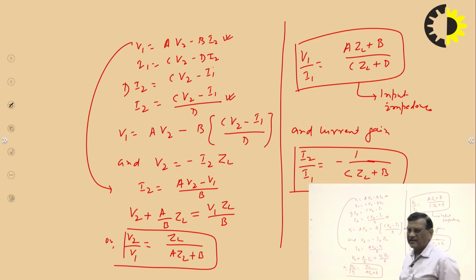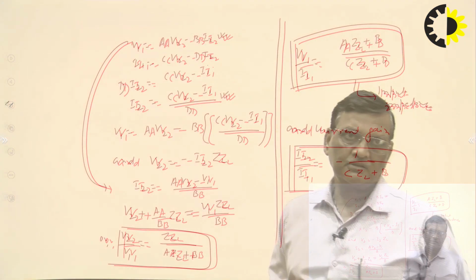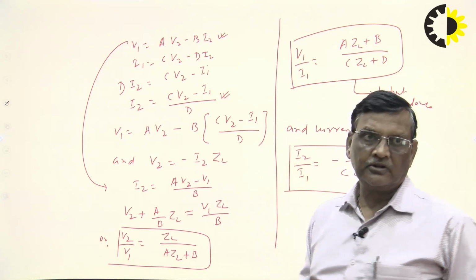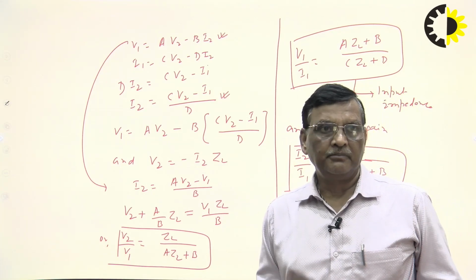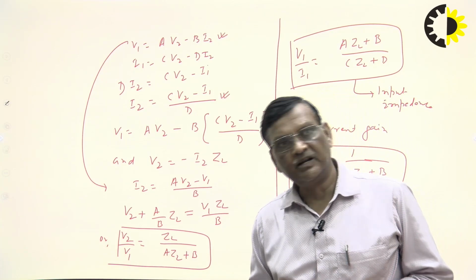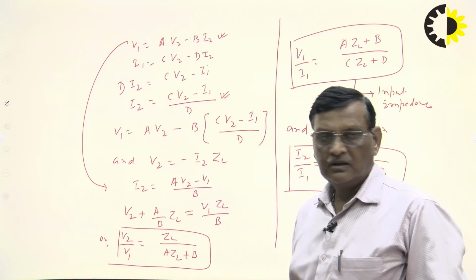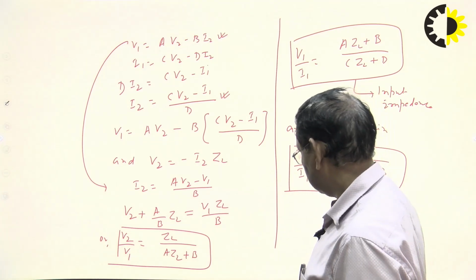So we can use either Z, Y, A, B, C, D, H, G or inverse ABCD. The approach is the same. You have to write the equations for the concerned parameters, and you have to simplify for V1 upon I1 for input impedance, V2 upon V1 for voltage gain, and I2 upon I1 for current gain, using three equations. Only with three equations can we get these three variables.